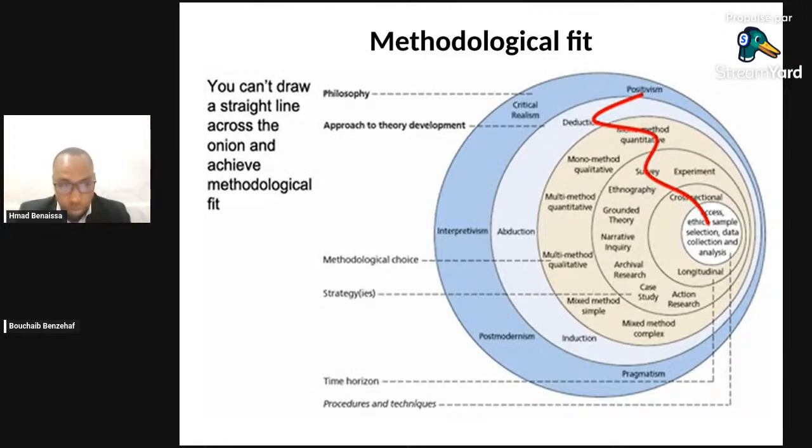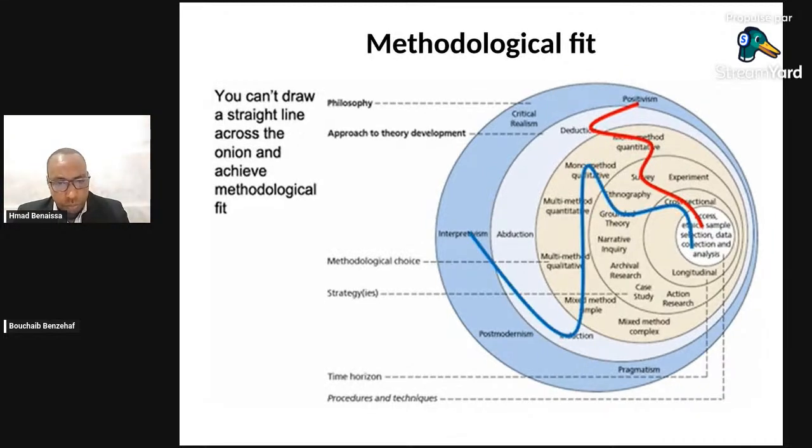Methodological fit, an example. This is again reproduced with Professor Saunders' permission. Well, what does this show? We have to look at the line in red. It starts with positivism, then goes to deductive, then quantitative, then survey, then a quantitatively based data collection tool like questionnaires. So a progression of choices that align well. If you look at the line, it's not straight. You can't draw a straight line across the onion and achieve methodological fit. So the line here is curved.